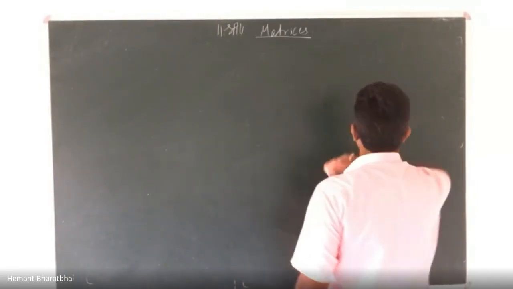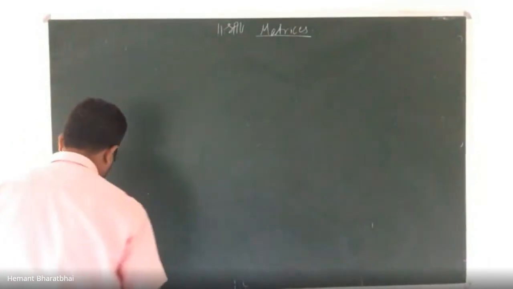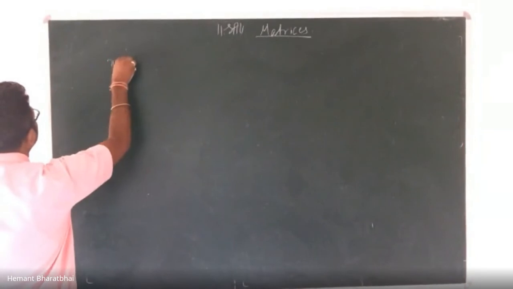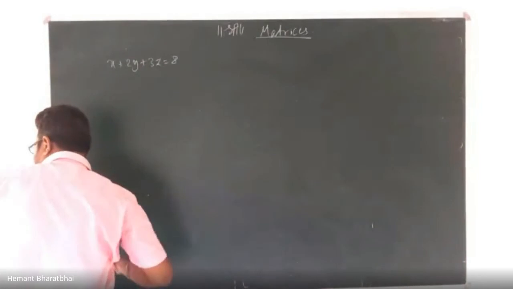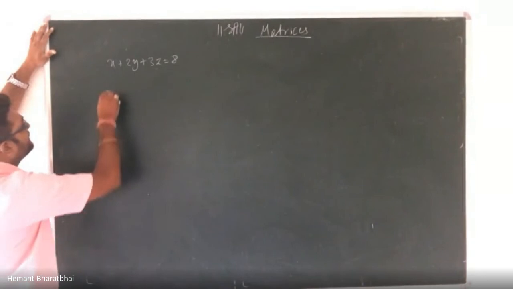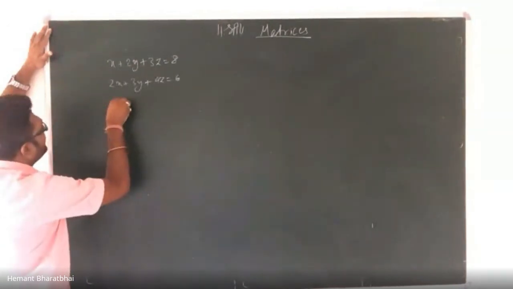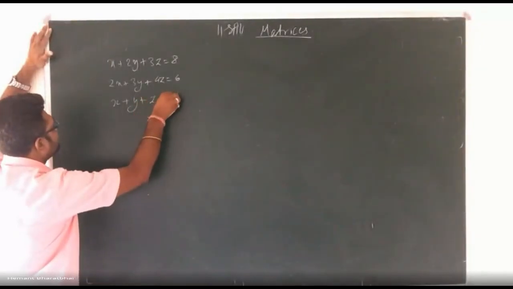Now let's see how to solve a simultaneous equation, and that also of three variables which were talked about when we started with the chapter. Suppose I have x plus 2y plus 3z is equal to 8. Okay. The next 2x plus 4z is equal to 6. x plus y plus z is equal to 4.